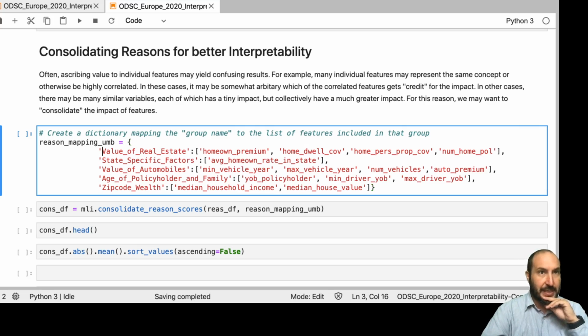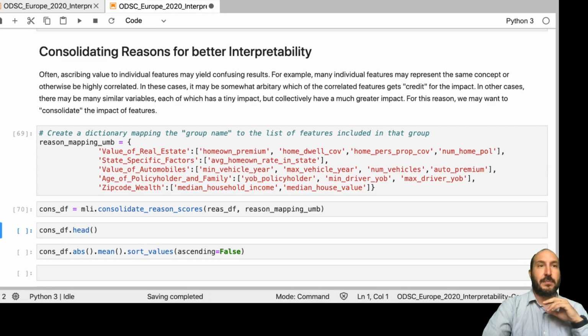So here, we create a little dictionary, and we've basically taken all of our features and consolidated them into four or five categories. So the value of the real estate, which has to do with the premium, the coverages, and the number of homes they have. State-specific factors are just the average homeowner's rate in the state. The value of their cars, which is about how old the cars are, how many cars they have, and how much they pay for their auto premium. The age of the policyholder and the family, so that's how old the policyholder is and the ages of the drivers. And then the zip code they live in, how wealthy is the neighborhood they live in, which is about these two variables.